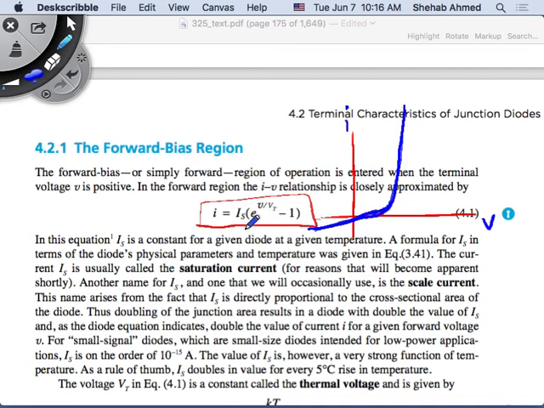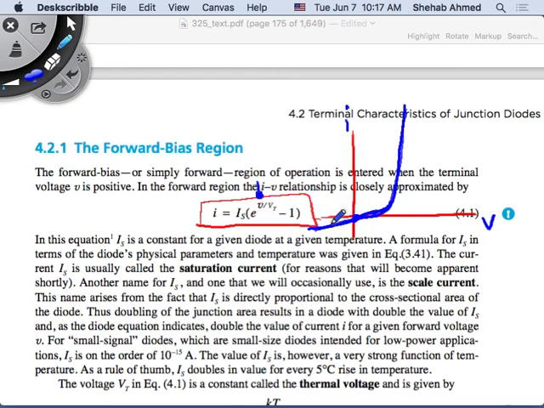So if the voltage is 0, what do you get? I is equal to what? If the voltage, small v, is 0, this is 1, so 1 minus 1 is 0, right? It's V divided by VT. So if V is 0, I'm at 0. The current is 0. How about if V is negative?